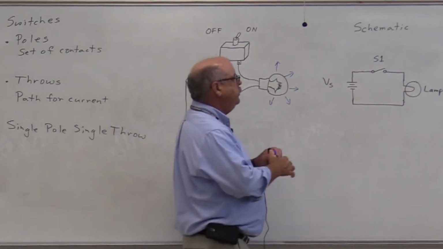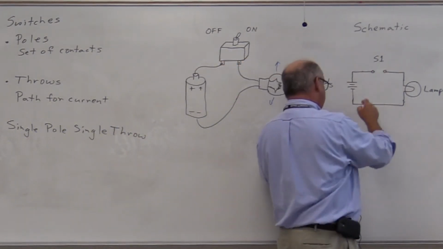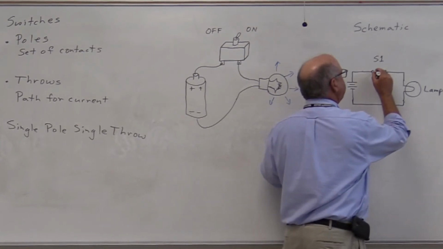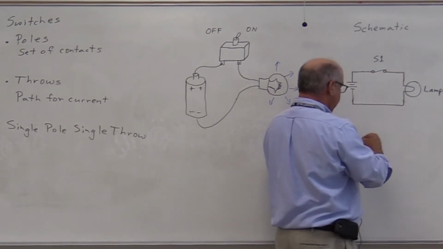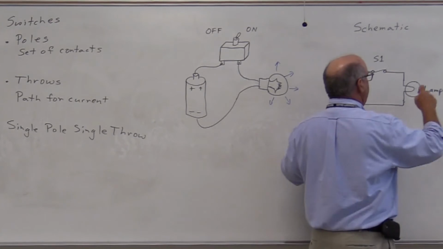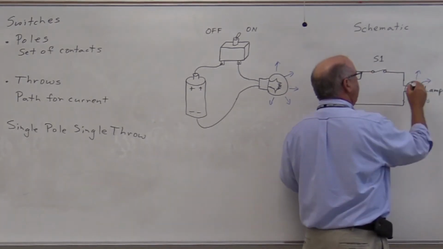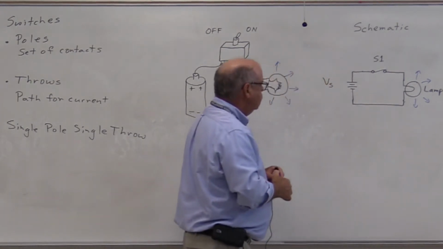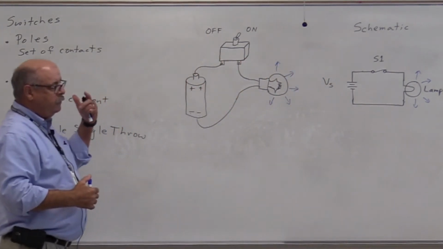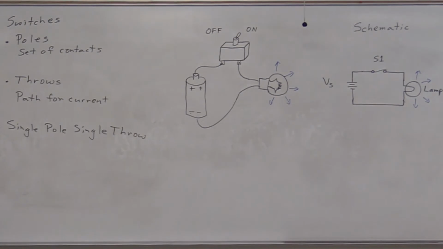And the same would be true for the schematic diagram. If the switch is closed, there's a path for current, and the light or the lamp will be lighted. So when the switch is off, there's no path for current. The switch is on, there is a path for current.